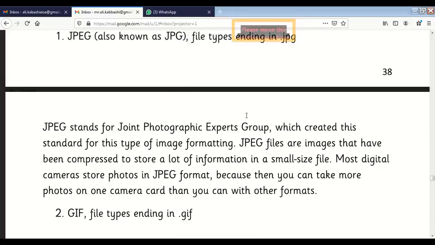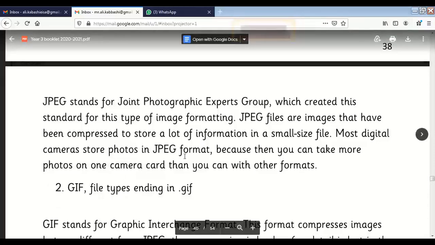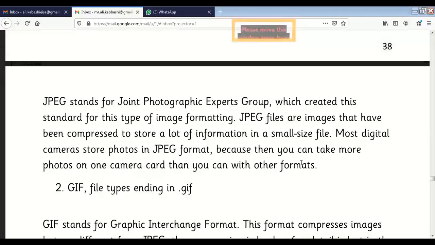Okay, so JPEG files are images that have been compressed to store a lot of information in a small size file. Most digital cameras store photos in JPEG format because then you can take more pictures on one camera card than you can with other formats, because its data is compressed. So it does not take a lot of space in the memory.